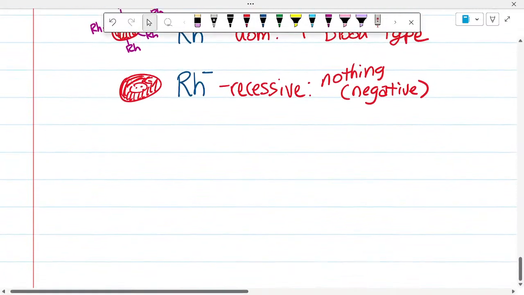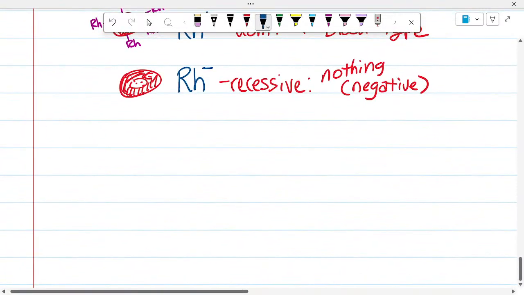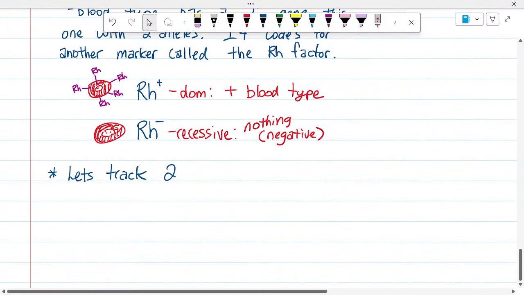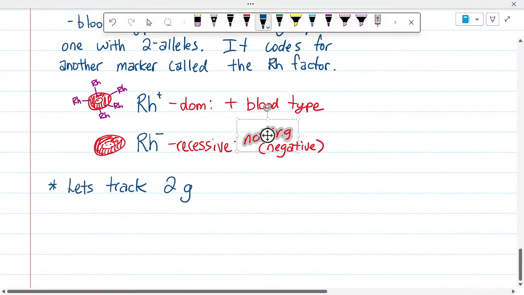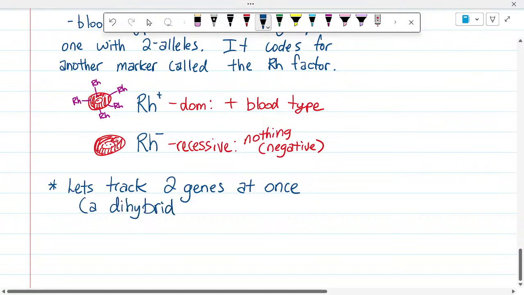So now, let's track two traits. No, that's impossible. No, there's no going back, only going forward. How's that? Let's track two genes at once, and we call this a dihybrid cross. Quiet. Thank you. In a dihybrid cross, it doesn't just mean that we're crossing two traits.